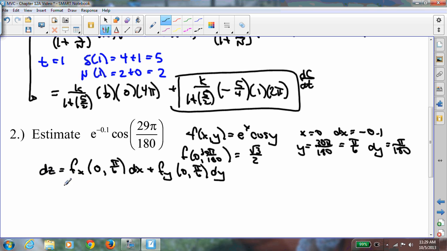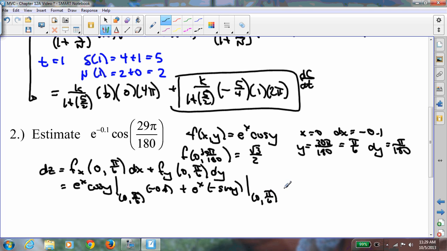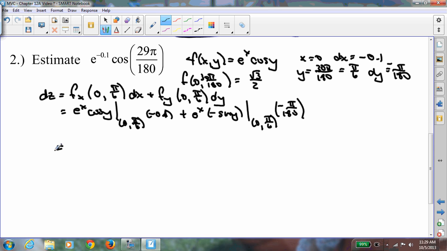So partial with respect to x is going to be e to the x cosine y, and I will evaluate that in just a minute at 0 and pi over 6, times dx, which is negative 0.1, plus my partial in the y direction, which is e to the x negative sine y. And again, I'll evaluate that at 0 and pi over 6 in just a minute, times my change in y, which was negative pi over 180. So substituting in the 0 and the pi over 6, I'm going to get root 3 over 2 times negative 0.1 plus 1 times negative 1/2 this time, because sine of pi over 6 is 1/2, times negative pi over 180. Now this is my change in z.